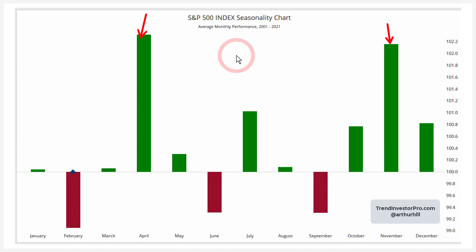But I guess we're all focused now on what's going to happen here in February, maybe March. And this has been a pretty weak 3-month period over the last 20 years.